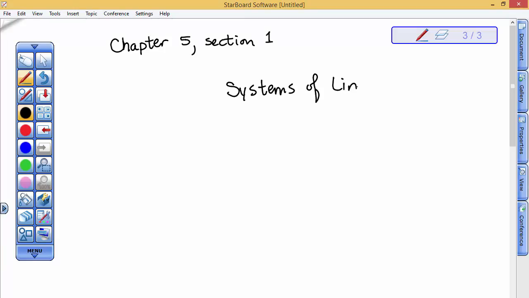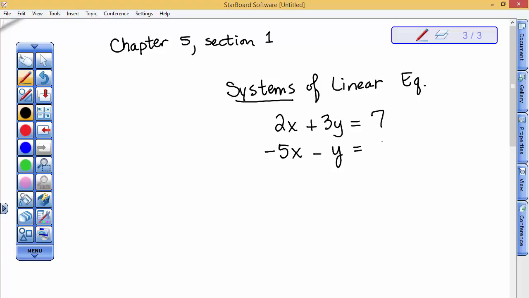Let me describe to you a linear equation. A linear equation is one where the variables, in this case x and y, are raised to the first power. If I were to graph these, they would form a straight line. When I have a system of linear equations, that just means that if I have two variables, then I would have two equations. And this would be called a system of equations.